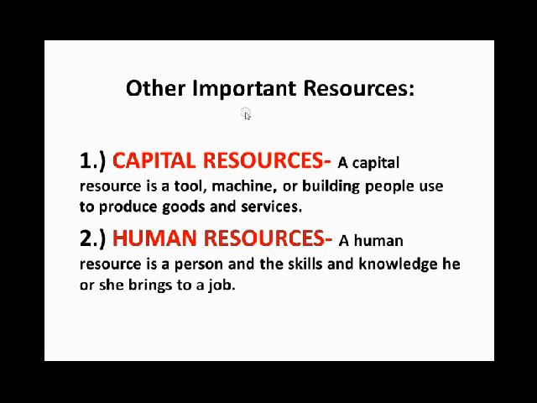There's other important resources. Capital resources. A capital resource is a tool, machine, or building people use to produce goods and services. Often these capital resources are made from natural resources. For instance, metal in cars. A car is a capital resource. It's made from a natural resource, which eventually will run out. But the capital resource is a tool that we use that is made of natural resources.